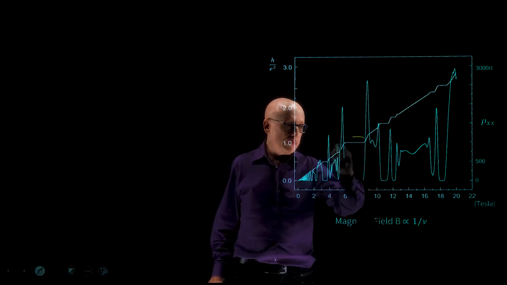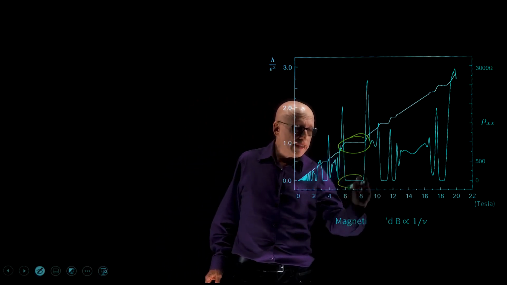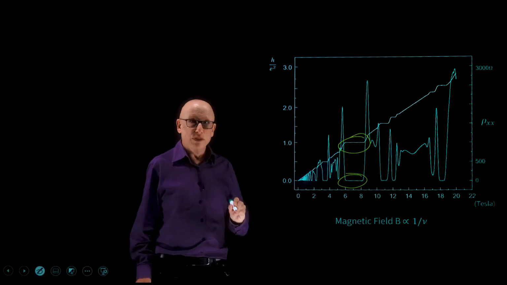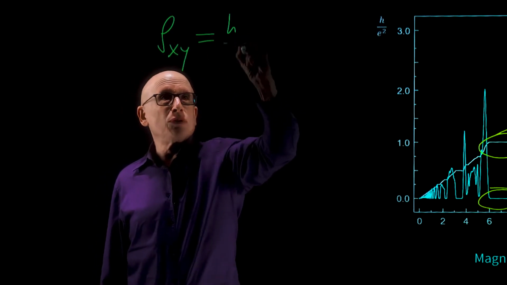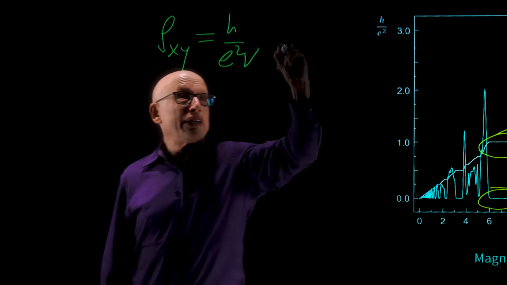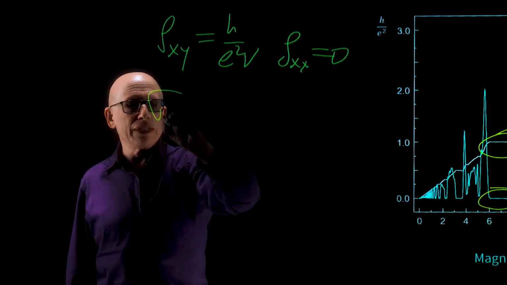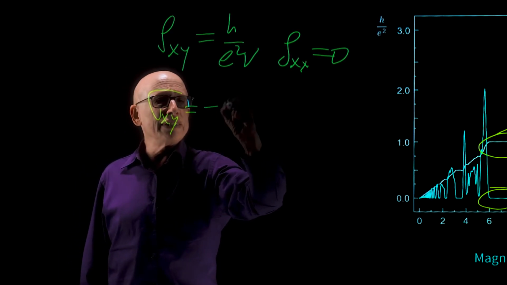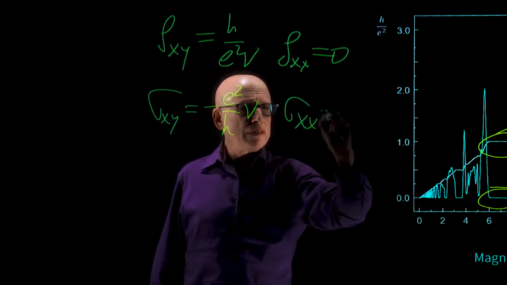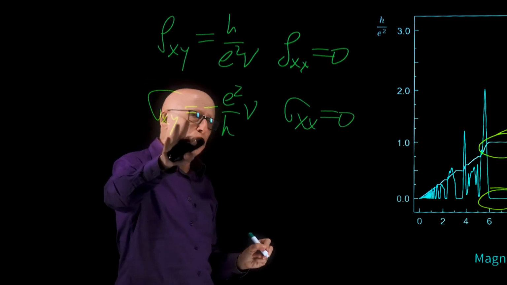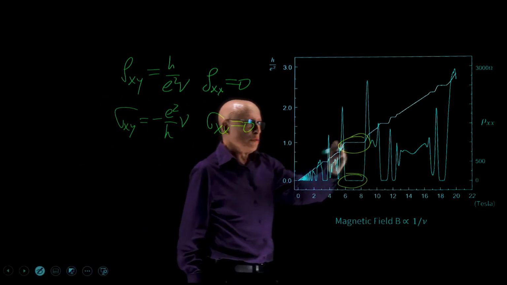We have quantum Hall states with rho xy and sigma xy being in a plateau, and rho xx and sigma xx being 0. So the Hall resistivity rho xy is h over e squared nu. Rho xx is 0. And when you invert the matrix, you find that sigma xy would be minus e squared over h times nu, and sigma xx is 0. Minus signs are not so crucial here and are also not my strongest side. In any case, this is what happens in quantum Hall states.